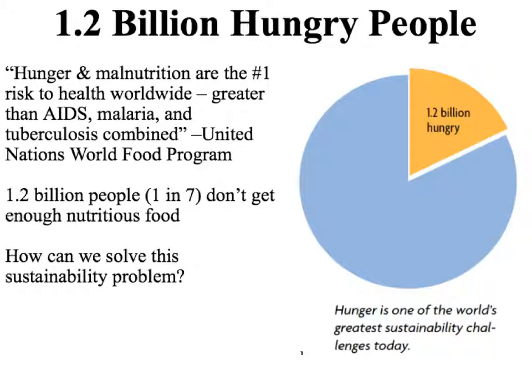We're going to frame this unit on genetics by talking about how we can feed hungry people in the world. We just got done talking about viral and bacterial diseases and how many people in the world that harms. But here's an interesting quote to think about. Hunger and malnutrition are the #1 risk to health worldwide, greater than AIDS, malaria, and tuberculosis combined. Those are 3 of our big 6 diseases that we studied in the last unit. This quote comes from the United Nations World Food Program.